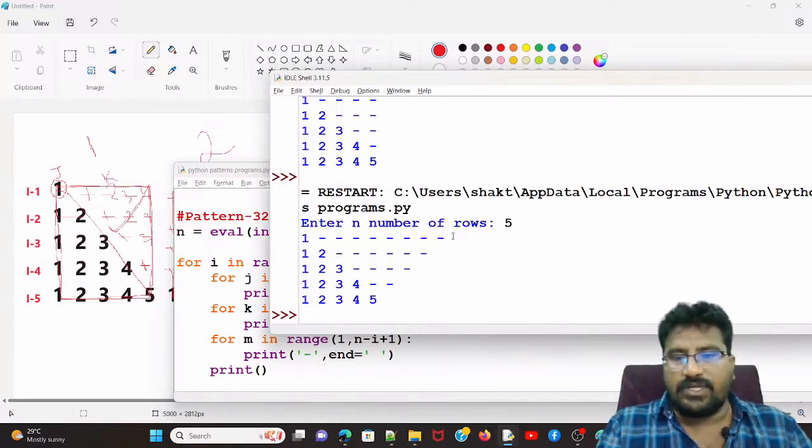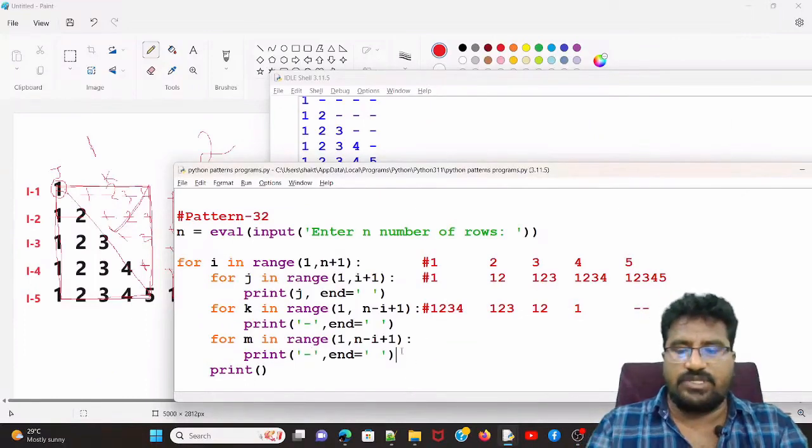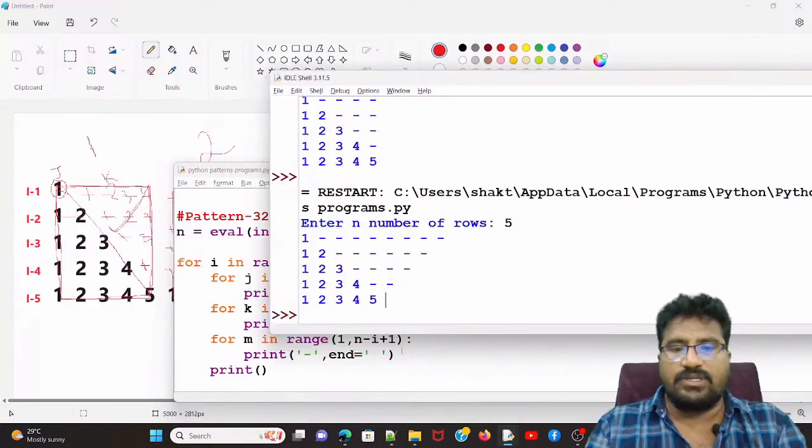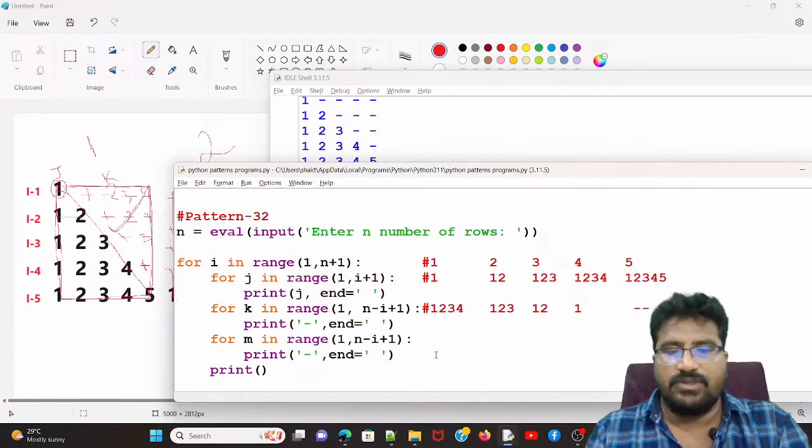Now this part, what I want to get now, I want to get the numbering, right? I want to get the numbering, guys, here. So first one, then this is the 1 here first, then 1 2, right? Then 1 2 3, 1 2 3 4, and 1 2 3 4 5. All of you observe here. Same like this J loop, right, guys? Same like J loop only.